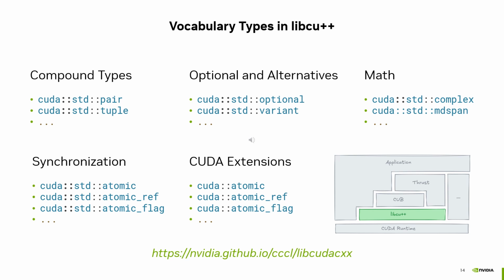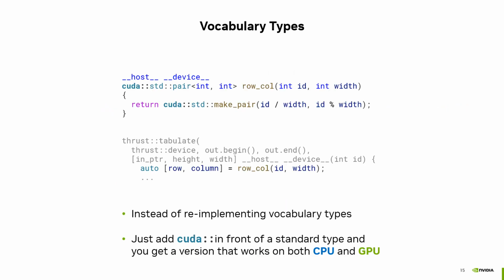Let's see how to swap out std::pair for the libcu++ equivalent. The actual change couldn't be simpler. We just prefix cuda to std::pair, making it cuda::std::pair. And now our code compiles and runs without issues. The same pattern applies to other standard library types. Just pull them in through cuda::std instead of std, and you'll have GPU-friendly optimized equivalents.